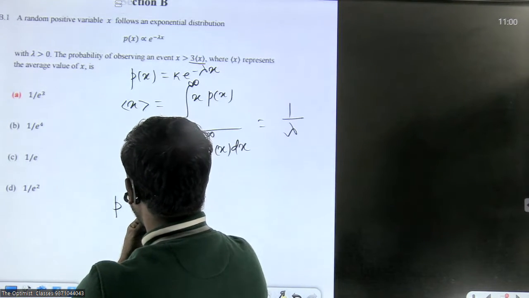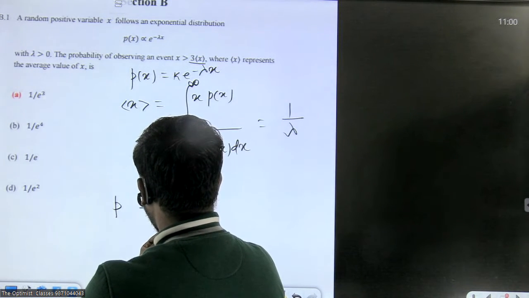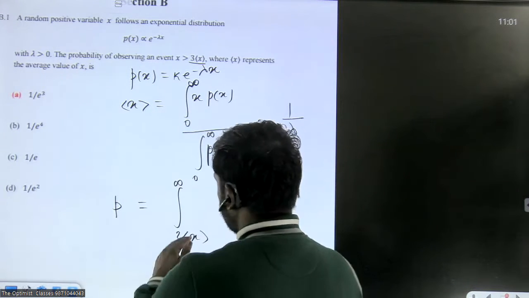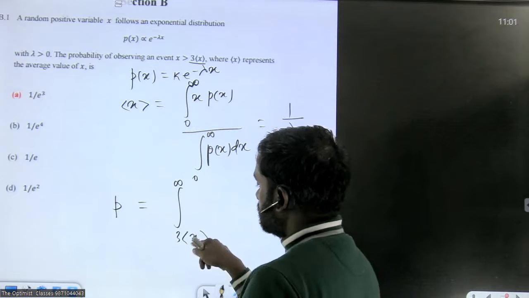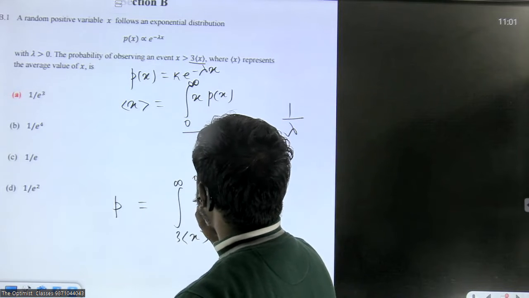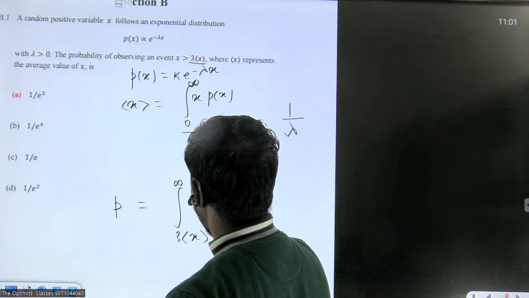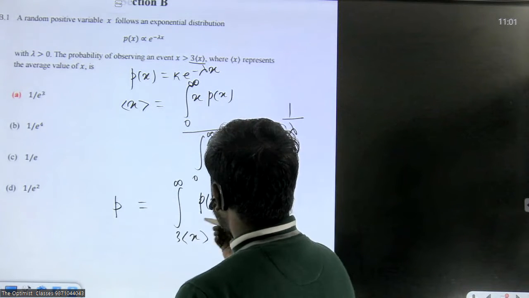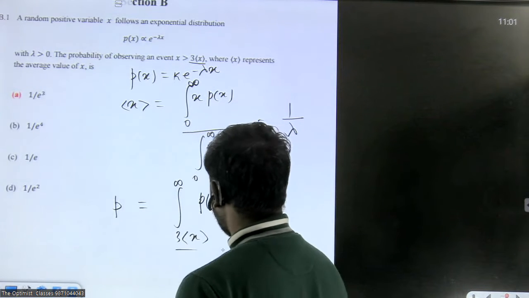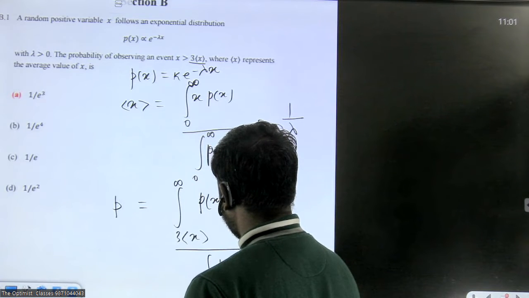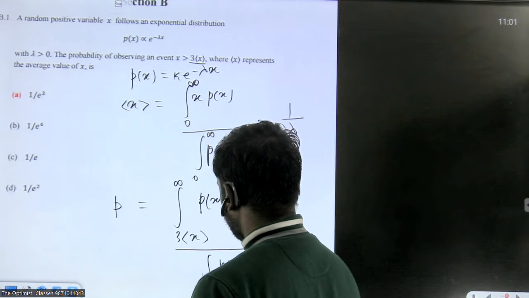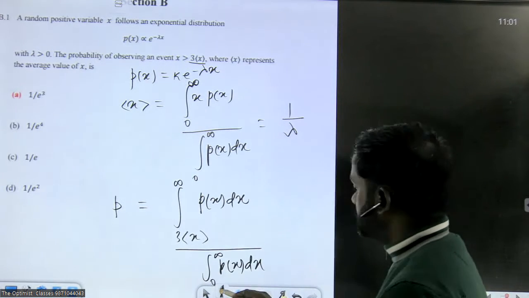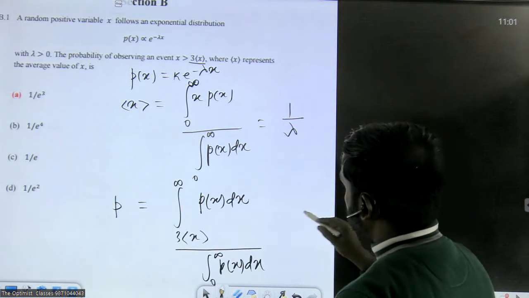So the probability will be the integral from 3 x average to infinity. Here we are taking allowed values of x to be greater than 3 times the average value. So here it will be p of x dx. This is the probability. And since it was not normalized, again we'll divide by the integral of p of x dx from 0 to infinity. Something like this. So let's see what we get. Let's put the values.